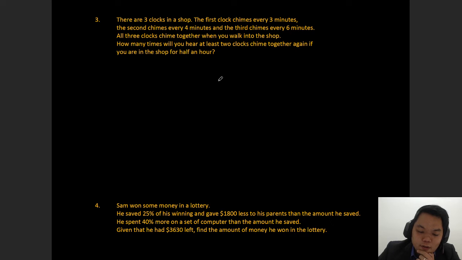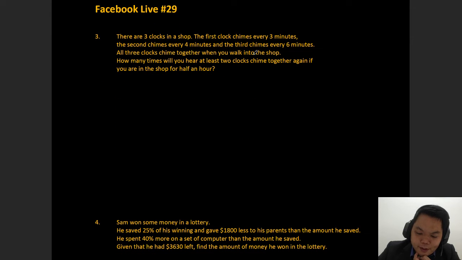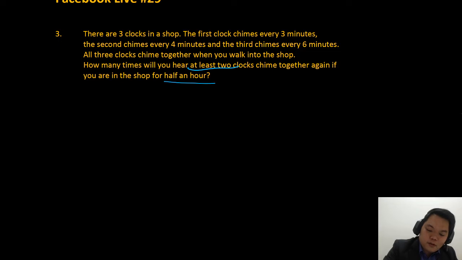Now there are 3 clocks in a shop. The first clock chimes every 3 minutes. The second chimes every 4 minutes, and the third one chimes every 6 minutes. All 3 clocks chime together when you walk into the shop. How many times will you hear at least 2 clocks chime together again when you are in the shop for half an hour? So over here, half an hour is just 30 minutes. Let's just change that to 30 minutes.